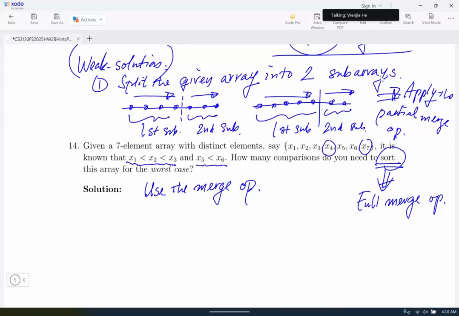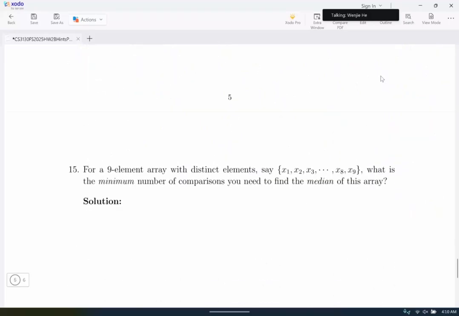The idea is very simple. You just try to connect to the merge operation. If we can connect it to the merge operation, then you're halfway there. But when you apply the formula, use the worst case formula. For merge, we have a best case formula and a worst case formula, but you need to apply the worst case formula.